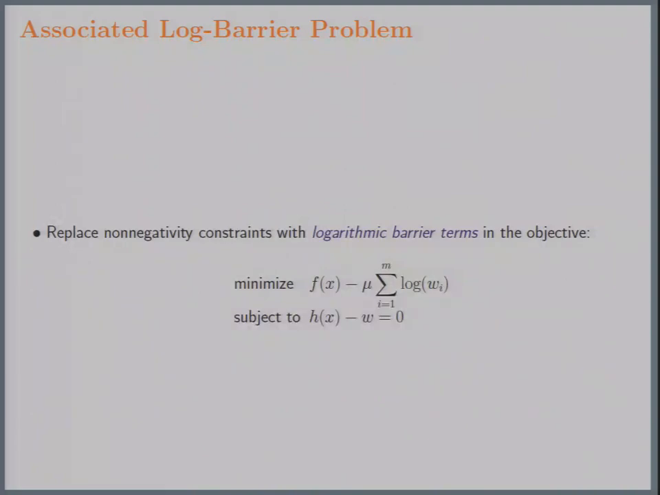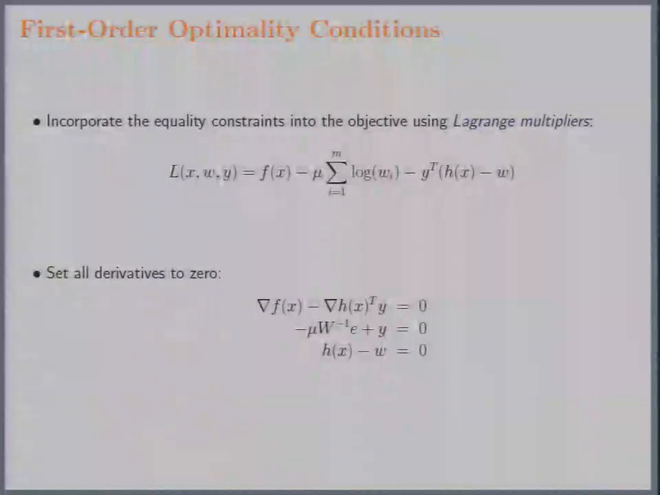The next step will be to introduce the Lagrangian. So we write the objective function minus some Lagrange variables, which will be our dual variables, times the various constraints, h(x) minus w equals 0. And once you have a Lagrangian, the next step is to take derivatives with respect to all the variables.